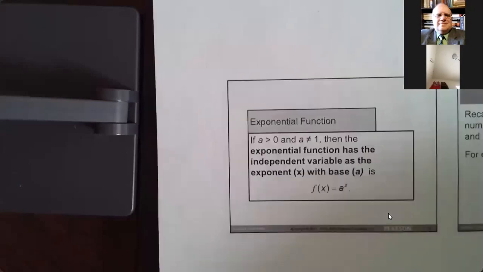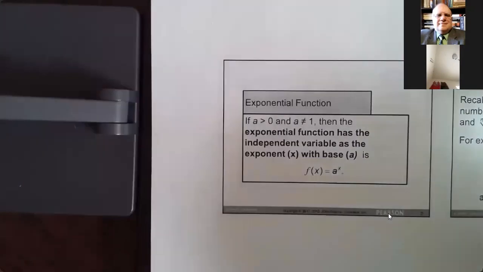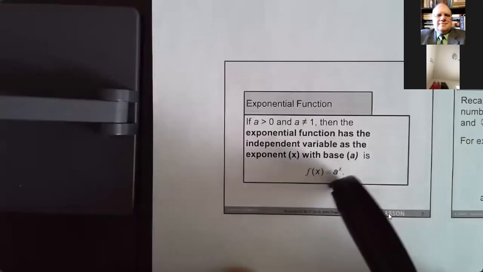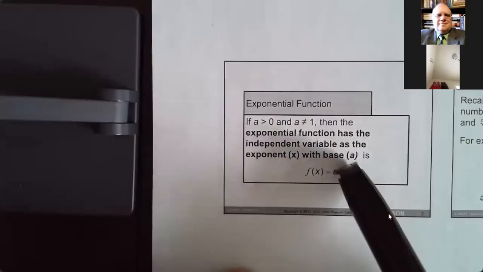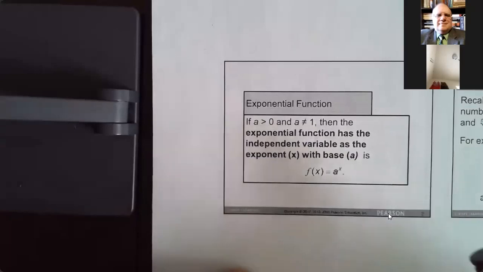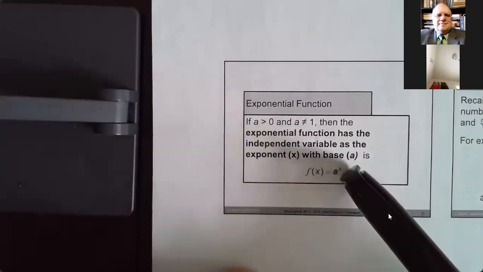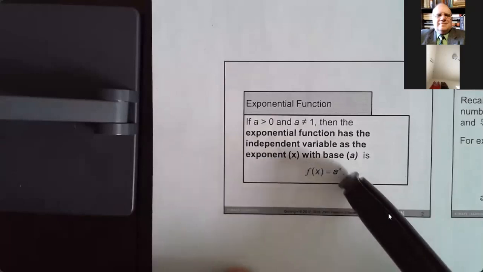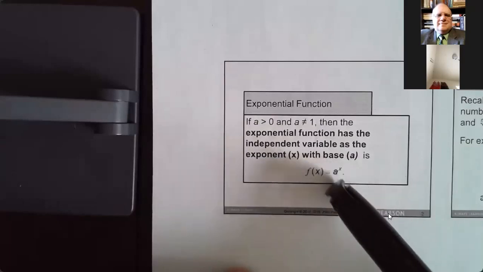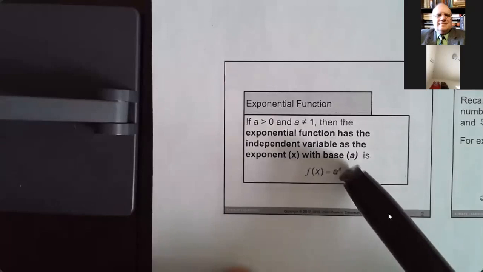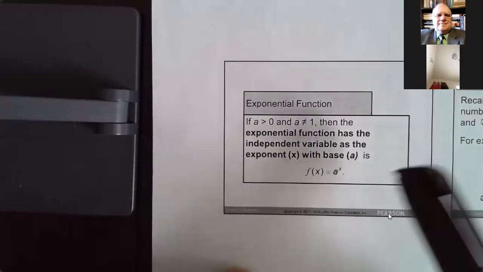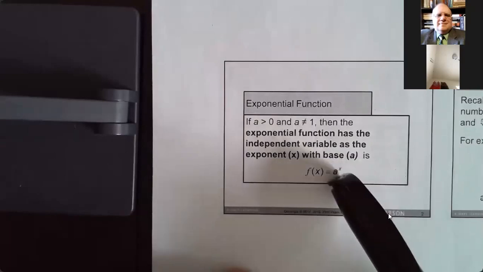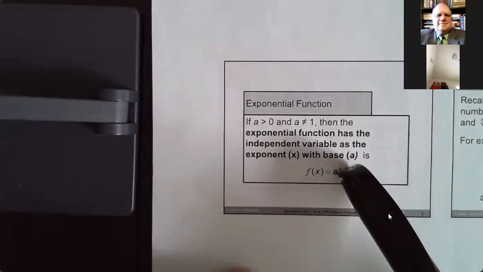What is an exponential function? An exponential function is basically an equation where the unknown, x, is up there as an exponent. Well, normally x is not an exponent. So that basically classifies what an exponential function is, where a is the base and the variable is the exponent.